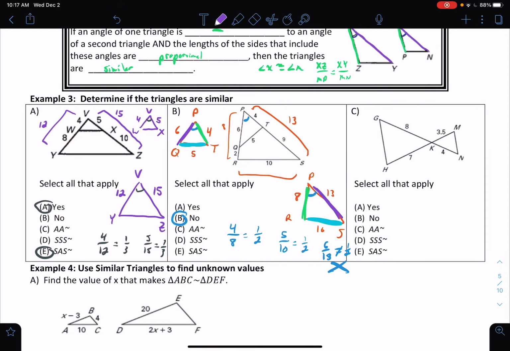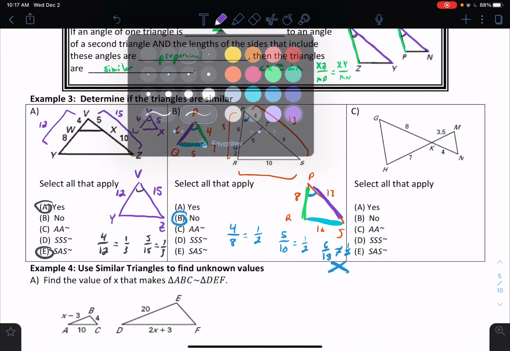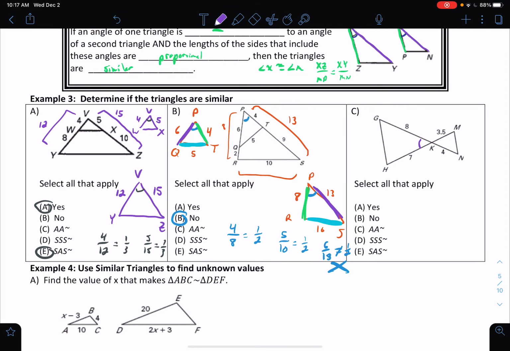Okay? Let's knock out letter C. Well, hopefully you see these two triangles. I have vertical angles there. So I've got a congruent angle. All right. I don't have any parallel lines here. So we've got to check the sides. Small to small. So 3.5 to 7.